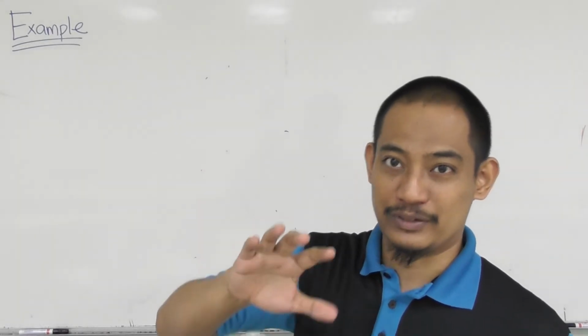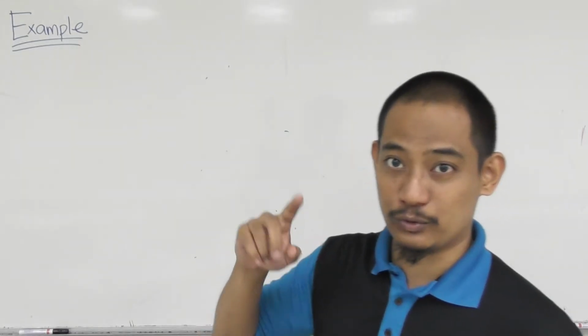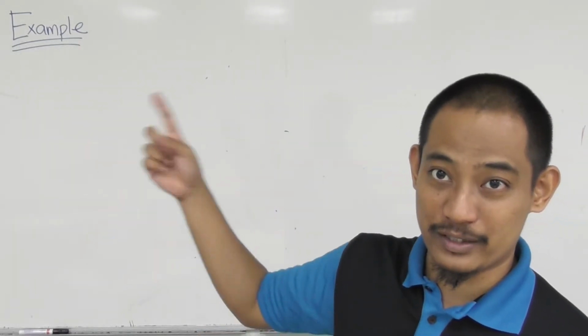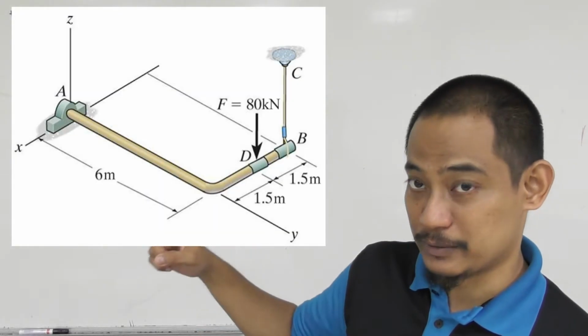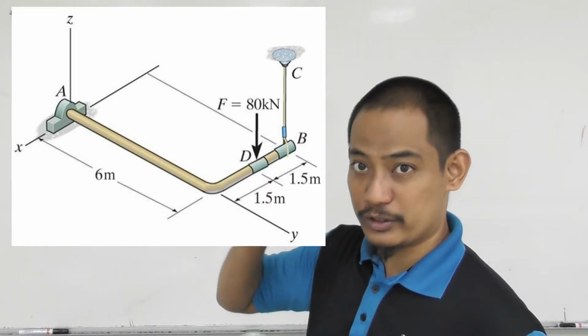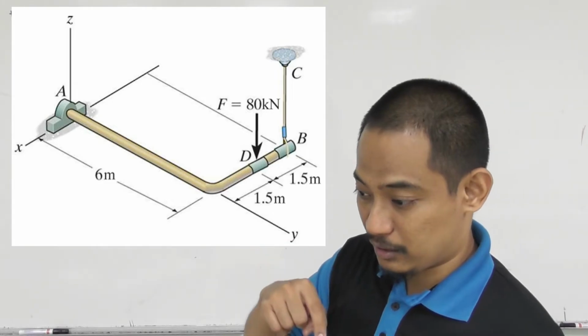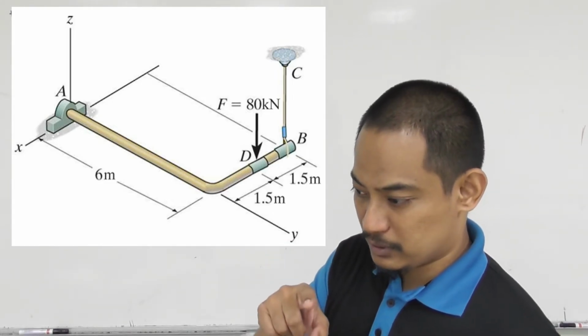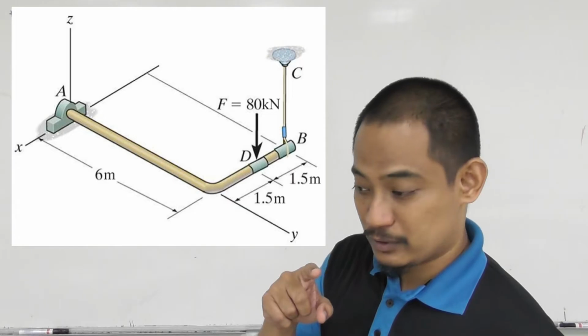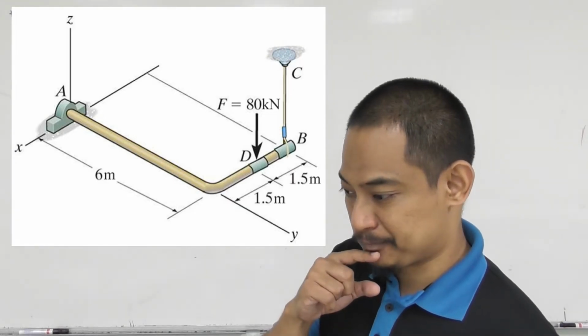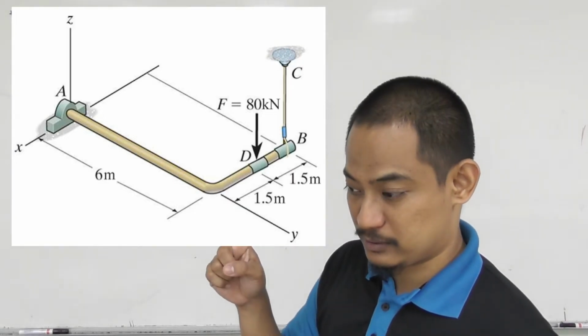But first, you can see, this is example 1, so hopefully the picture is somewhere here. If you can see the picture, it's basically an L rod in a 3D space, and you have a thrust bearing.